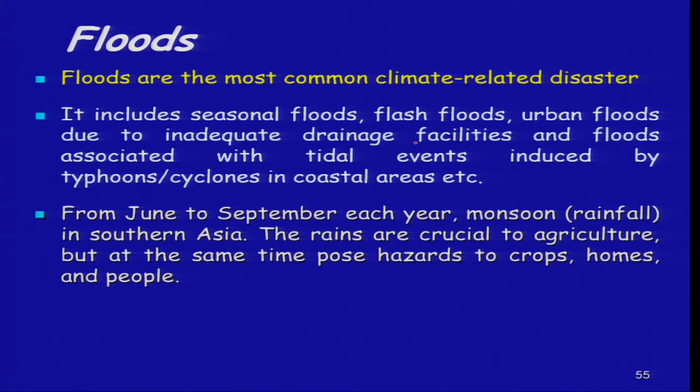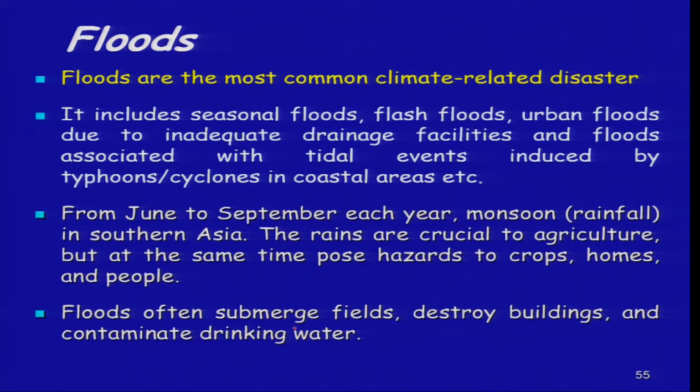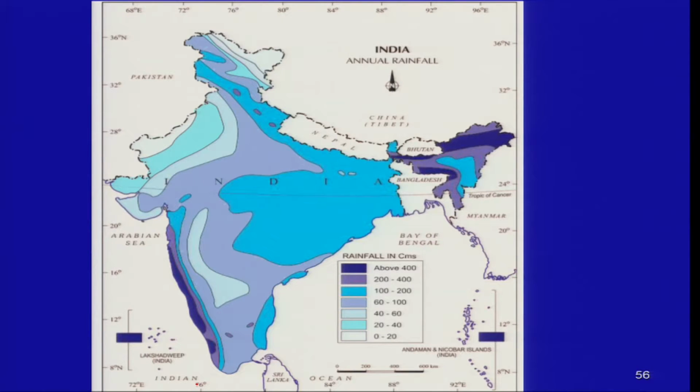Okay. If you have proper drainage and facilities and all that, you may have fewer problems in terms of that. Okay. So, rains are crucial of course for agriculture, but at the same time they pose a hazard to the crops, homes and people. Okay. So, floods often submerge the fields, destroy buildings and contaminate drinking water. So, not only will it result in the submergence of the fields, but in other terms it will also contaminate the drinking water also. Okay. So, groundwater is also getting contaminated.